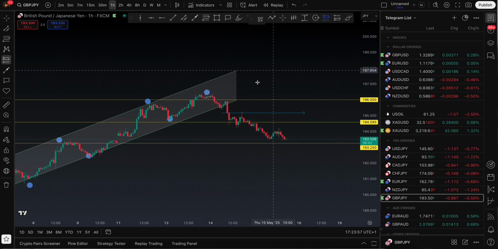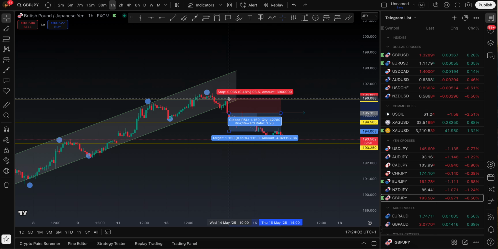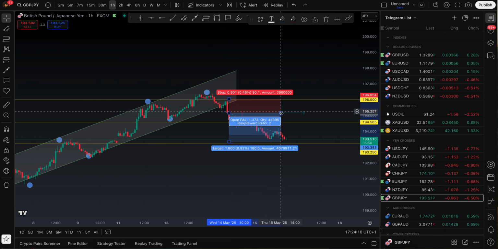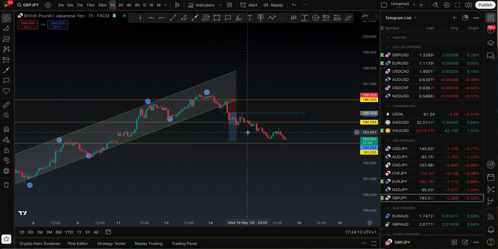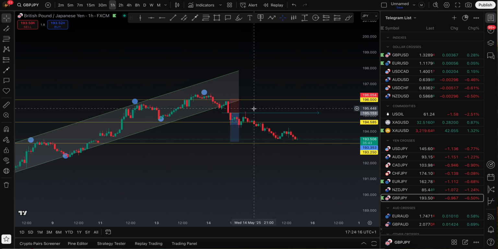You could either enter straight away, stops just above, as you could see here. And you could have probably about a 1 to 2. Something like this. So 1 to 2, there we go. That'll be one of your entries here. It's quite big, got 180 pips, 90 pip stop loss.